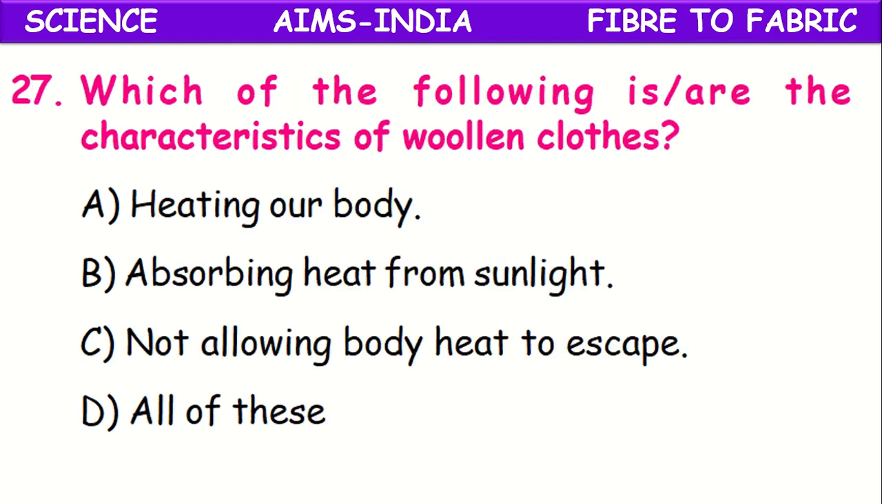Okay. Next, which of the following are the characteristics of woolen clothes? So what characteristics are given here? Woolen clothes heating our body. Of course, they give heat or warmth to our body. Absorbing heat from sunlight. Yes, they absorb sunlight and make that heat. Not allowing body heat to escape outside. Yes, this also happens. So these all happen by using woolen cloths. Now we can say these all are the characteristics of woolen cloths.